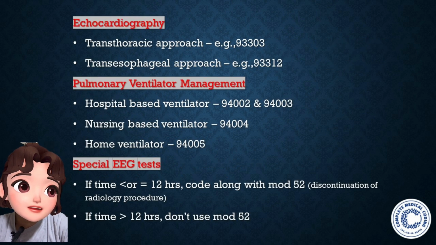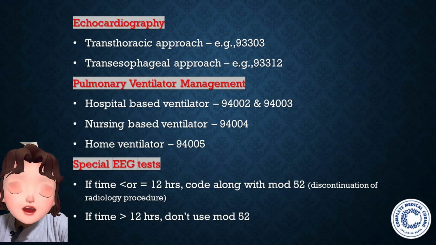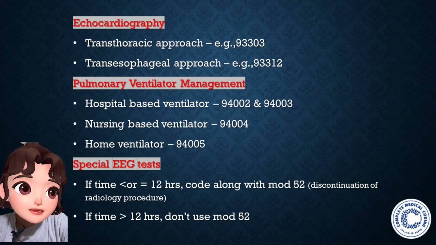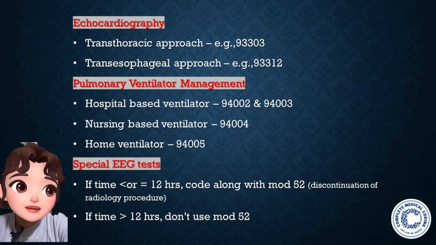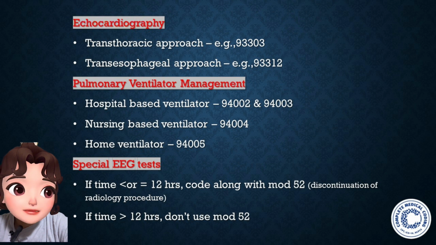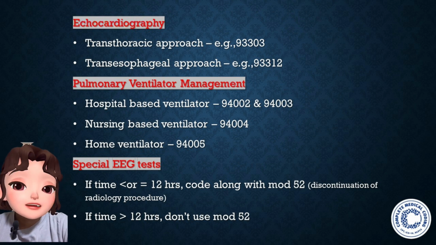Now, moving on to echocardiography. Two types of approach: transthoracic and transesophageal. So, you need to check what approach it is. The ECG is being done. And these are some examples of codes: for transthoracic 93303, for transesophageal, example 93312.